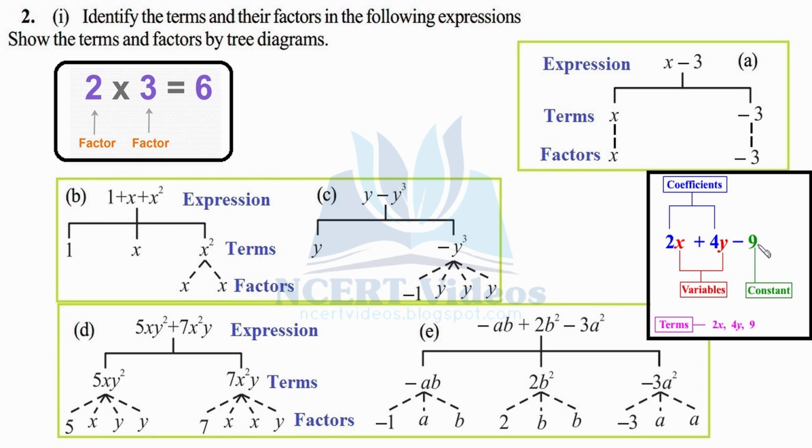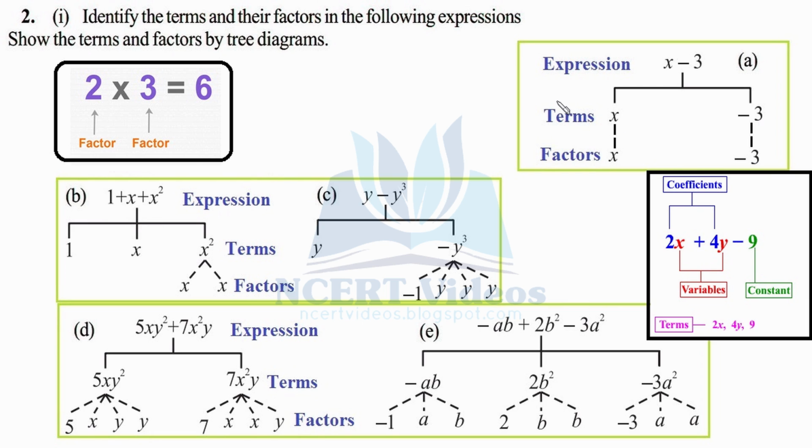And this is a constant that doesn't change its value. That is, 9 will always have its value as 9, or any number for that matter. What are terms? Terms are individual expressions that contain factors and which are added in order to form an algebraic expression. So in this, 2x is a term, 4y is a term, and 9 is a term. They are getting added up.